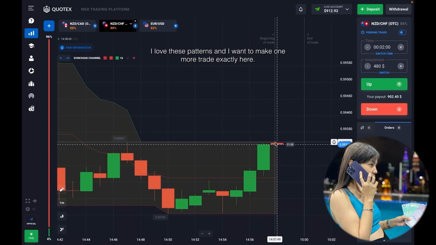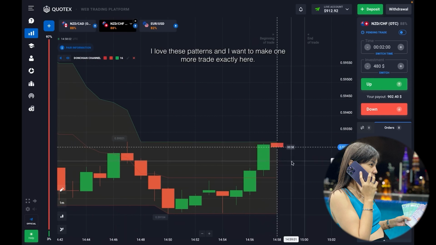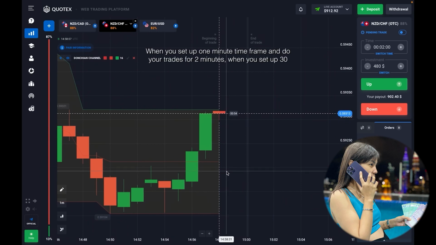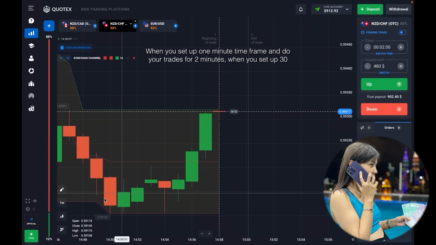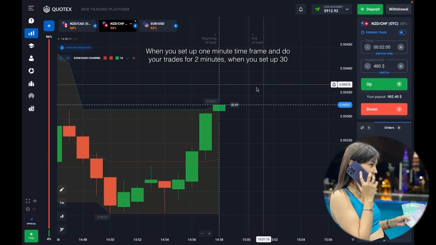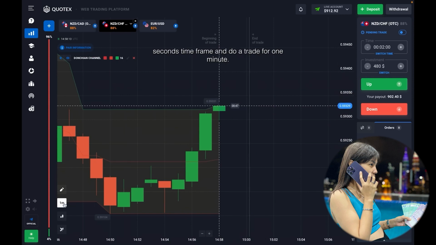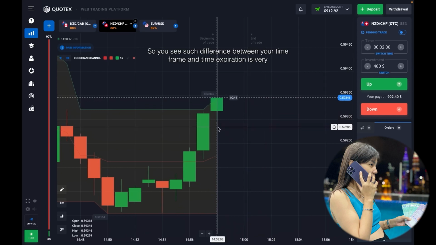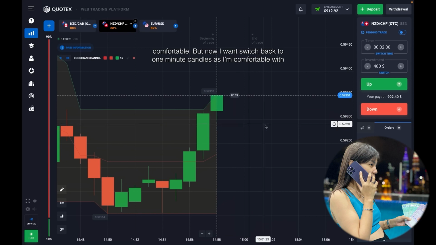I really love these patterns, and I want to make one more trade exactly here. You see, it's a very good combination, when you set up 1 minute time frame and you do your trades for 2 minutes, when you set up 30 seconds time frame and you do it for 1 minute. So you see, such a difference between your time frame and time expiration is very comfortable.